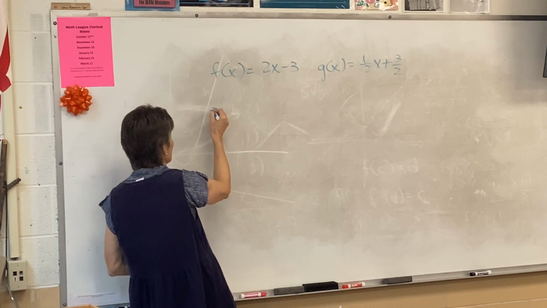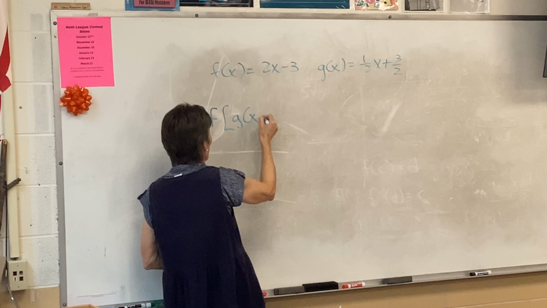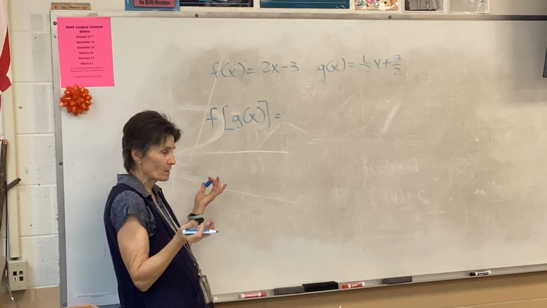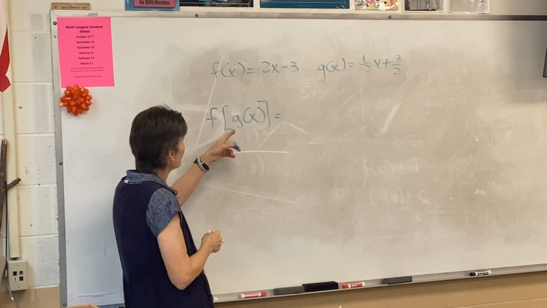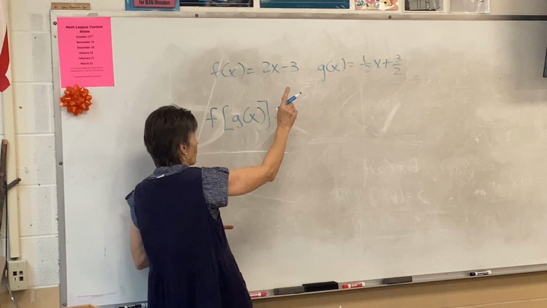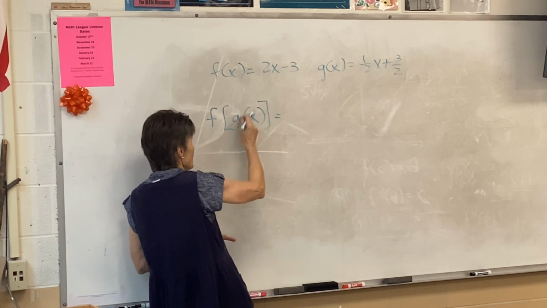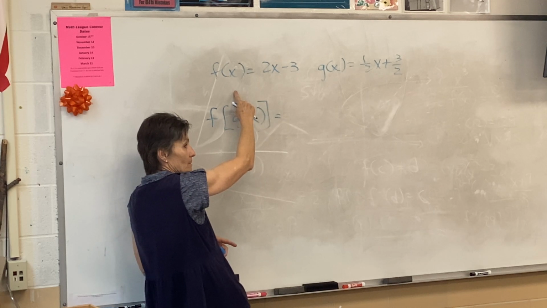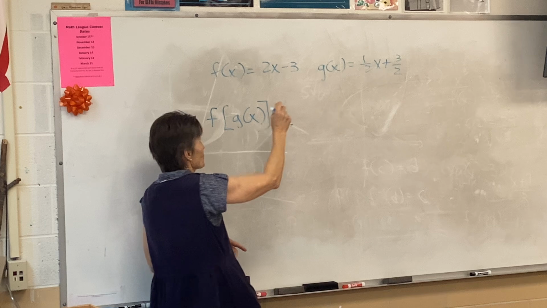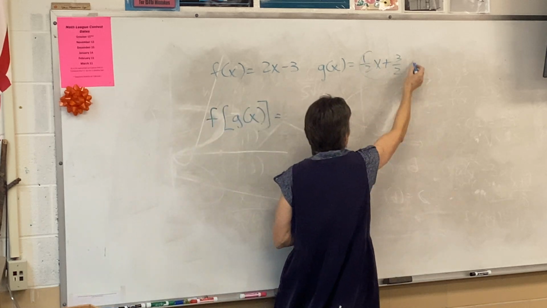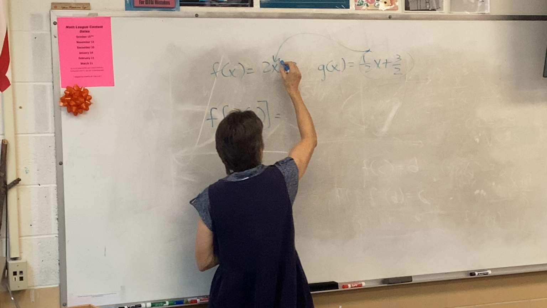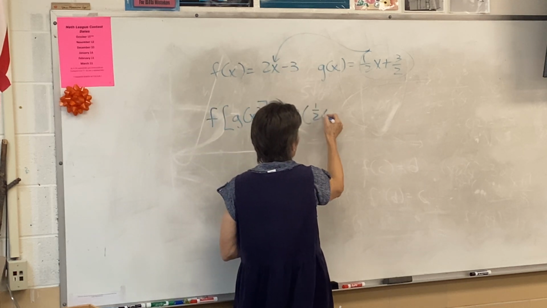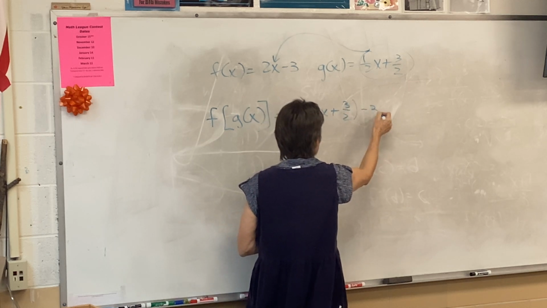So the first thing you're going to do is build one of the compositions. I'm doing f of g, we're going to do both of them, so it doesn't matter which one you do first. So f of g of x. That means take g and plug it into f. Right, everybody remember that from yesterday? So we're going to take the g function and plug it in for the x in f. So we're going to have 2 times 1/2 x plus 3/2 minus 3.